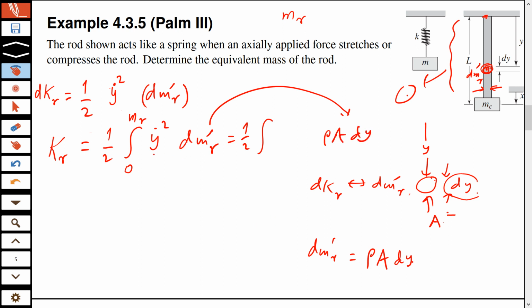I also need to do something about this y dot. Now if you think about this y dot, we are talking about this point. Okay, and we want to know its velocity y dot. What is the velocity of this point? Can anyone guess? What is the velocity of this point of the rod?